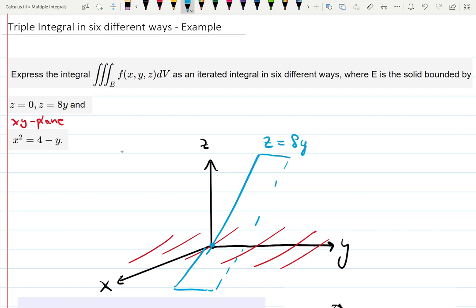And now the most important is x squared equals 4 minus y. So if you imagine x and y, then it's going to be a sad looking parabola, concave down, like so. Right? Because it is y equals minus x squared plus 4. So it's a concave down parabola.